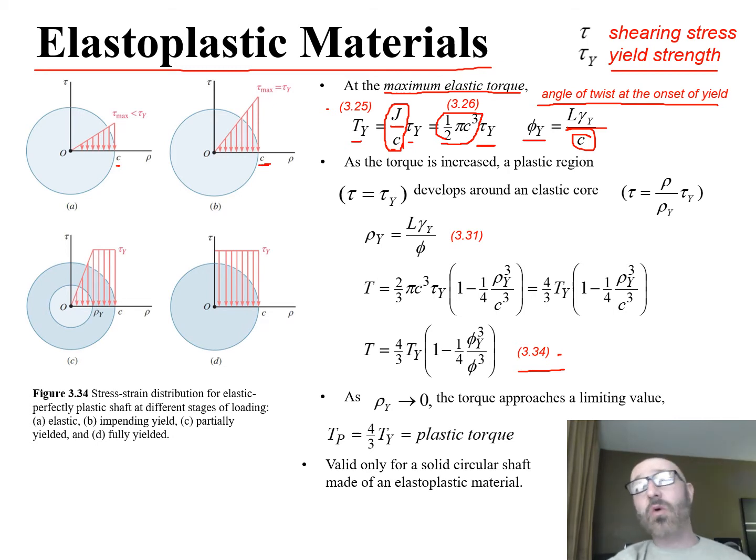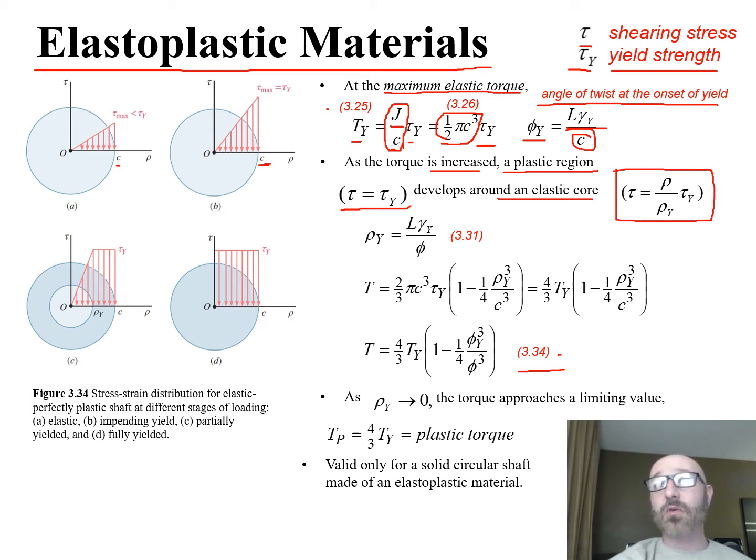Now as the torque is increased, a plastic region is going to develop where tau is equal to tau y, our shearing stress equal to the yield strength, around an elastic core. Then we have the relationship that our shear stress is equal to rho over rho sub y times our tau sub y, which leads us into the relationship we see down here. We can derive equation 3.31 in our textbook, where rho sub y is equal to L times our gamma y over our phi, using the relationship up here for our angle of twist as well.